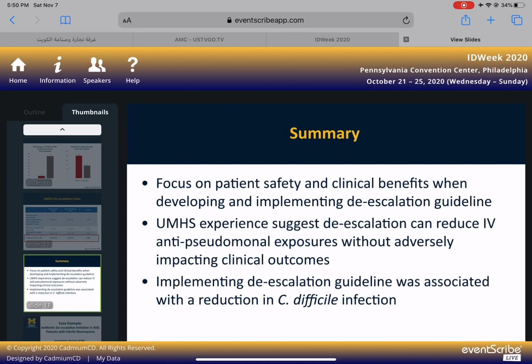I think that also in summary, our experience suggests that patients can be safely de-escalated off of anti-pseudomonal therapy while they're neutropenic without having adverse outcomes. And if you look at Dr. Liu's presentation, she noted a growing number of studies which also show similar findings. And then lastly, from our experience, we were again pleasantly surprised to see a reduction in C. difficile infection related to antibiotic de-escalation.